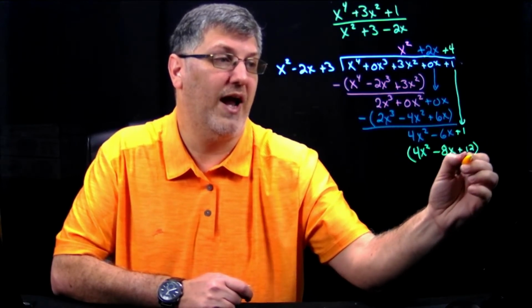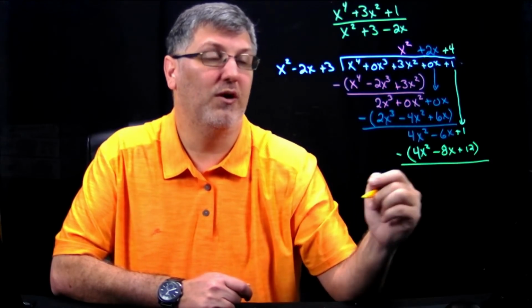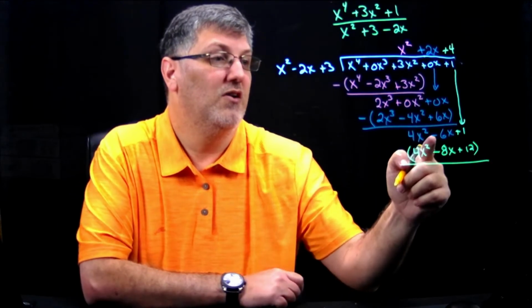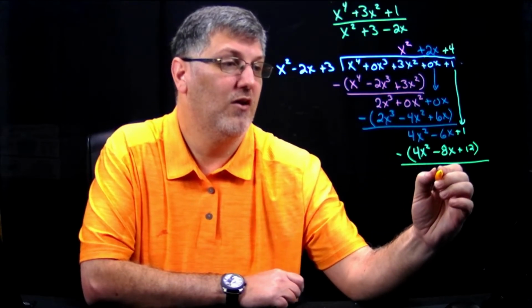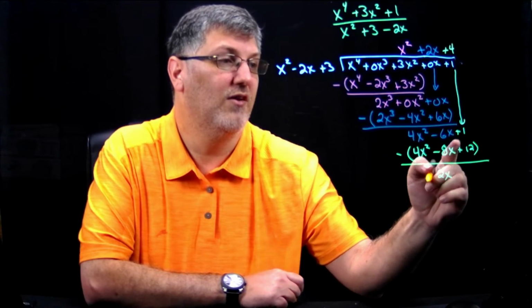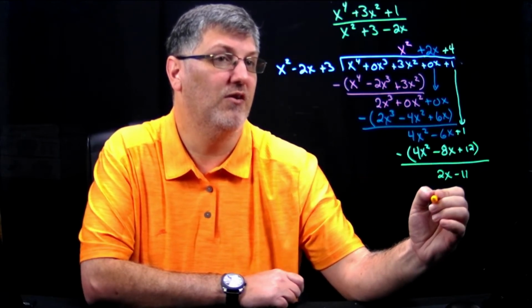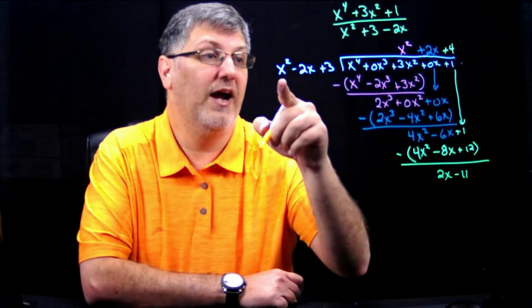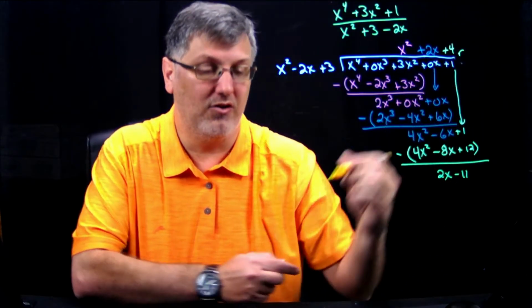We subtract. 4x squared minus 4x squared, well, that's 0. Negative 6x minus a negative 8x gives me 2x. And 1 minus 12 gives me a negative 11. And at that point, x squared cannot go into 2x. That is my remainder.